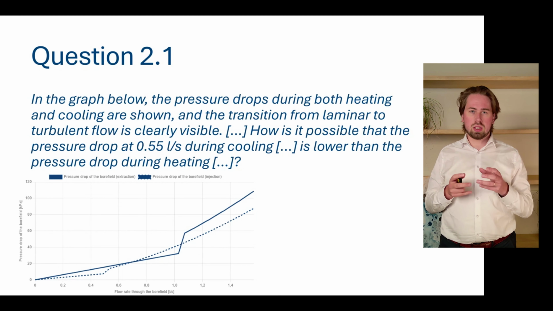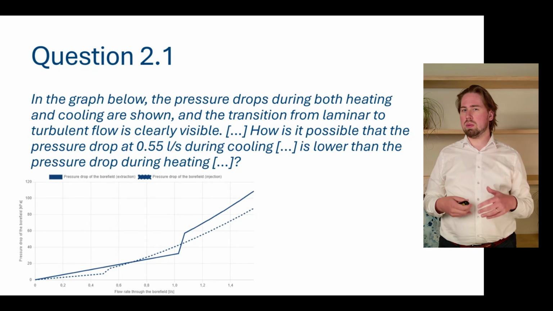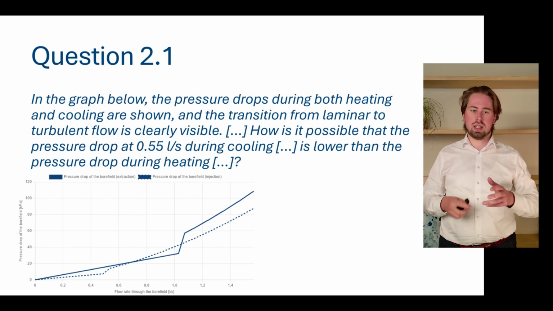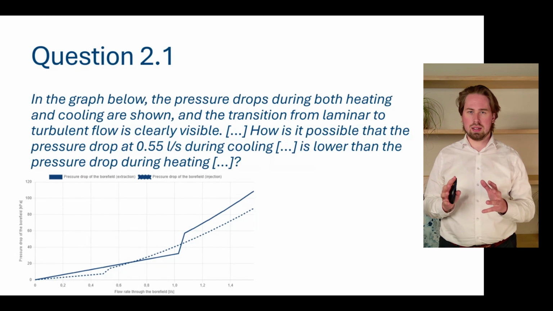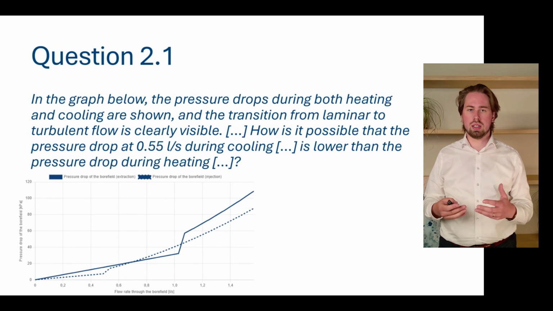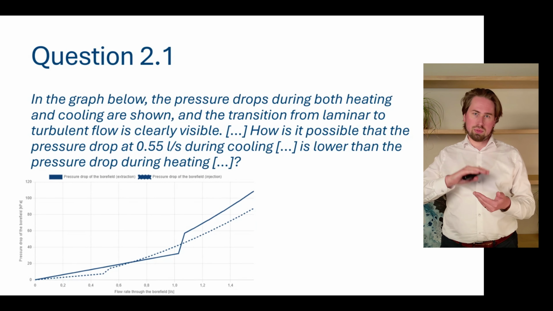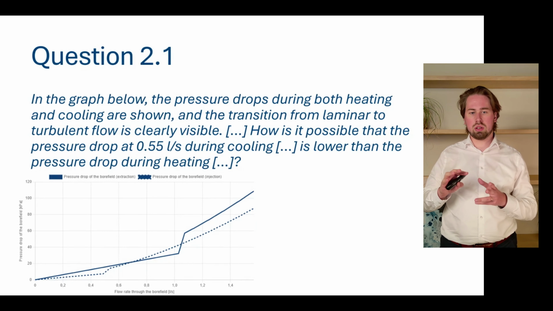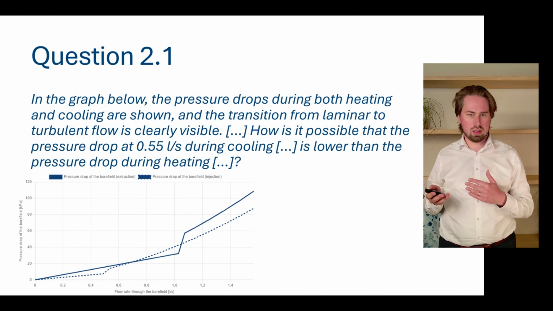Now, this question is about our intuition, because typically we think, okay, if we have a turbulent flow, our pressure drop will be higher. But what you can see in this graph is that at around 0.5 liters per second, when we are injecting heat into the ground, so when we're cooling, we already transition from laminar to turbulent. But when we're extracting heat, this transition only occurs above 1 liter per second.